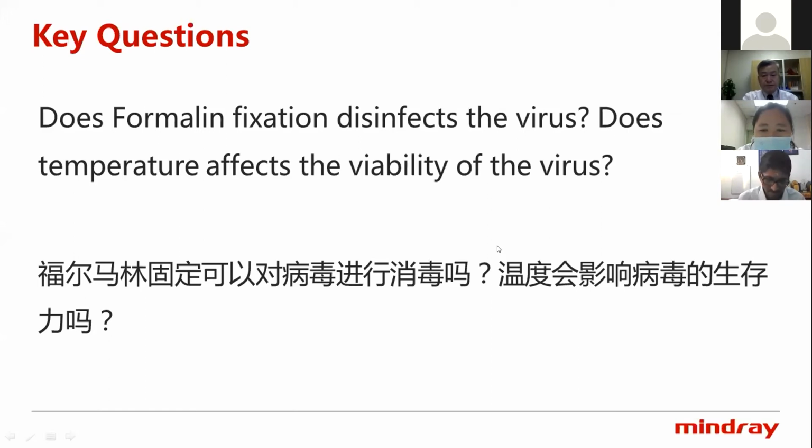And this temperature affects the viability of the virus, because so far, our understanding of COVID-19 is based on our understanding of SARS and MERS. With that experience, SARS and MERS can be fully inactivated for 30 minutes at 56 degrees Celsius. So for PCR inactivation, we use that temperature requirement. So this is my answer to these two questions.